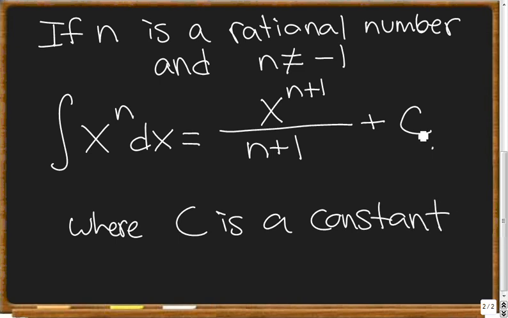The reason why you have to add c is that when you go in reverse and you take the derivative of this, the c becomes 0. So because it is invisible in this form, we have to say that it could exist, and that's why we add the c in. Now, this is a very basic rule. It's kind of like the reverse power rule, and we use this for integration.